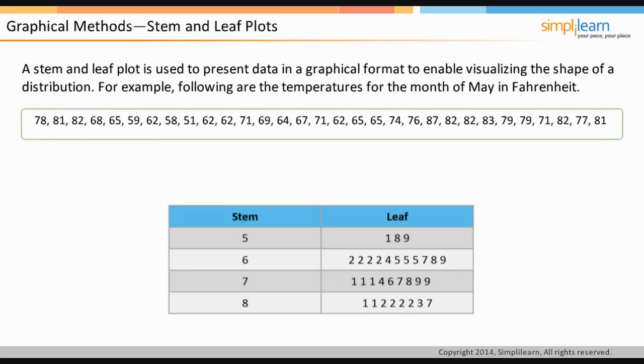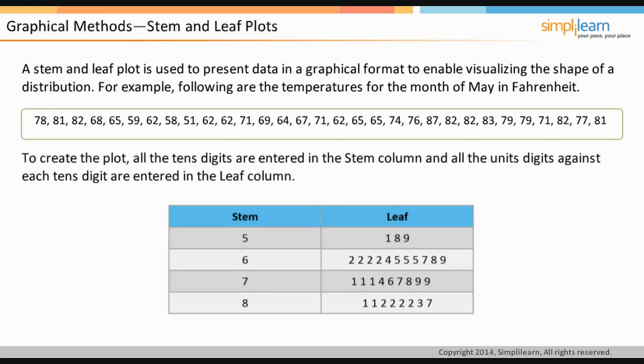In the example on the screen, the temperatures in Fahrenheit for the month of May are given. To collate this information in a stem and leaf plot, all the tens digits are entered in the stem column, and all the units digits against each tens digit are entered in the leaf column. To start with, the lowest value is considered. In this case, the lowest temperature is 51. In the first row, 5 is entered in the stem column and 0 in the leaf column.